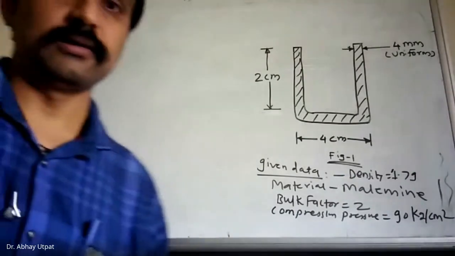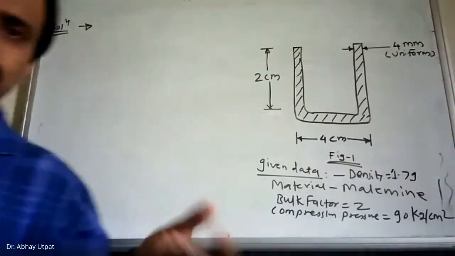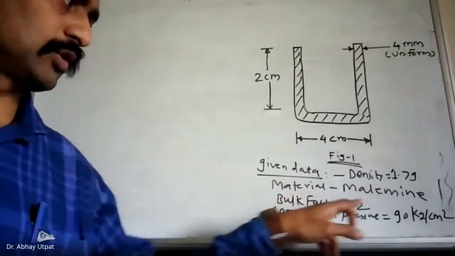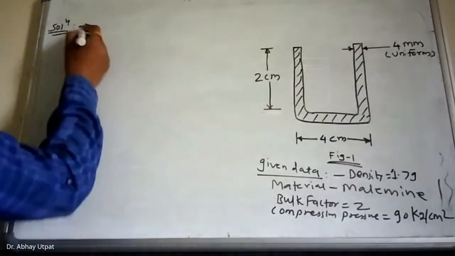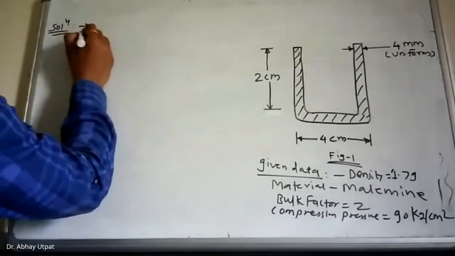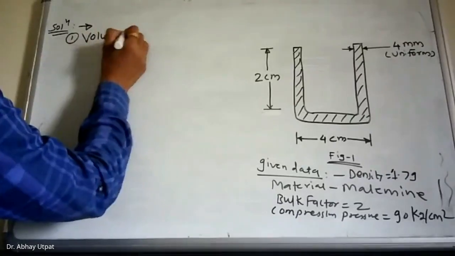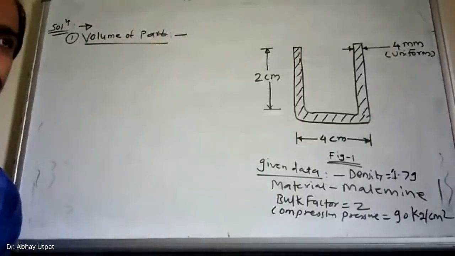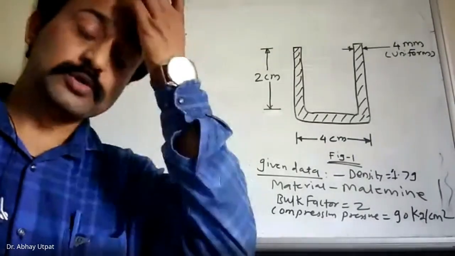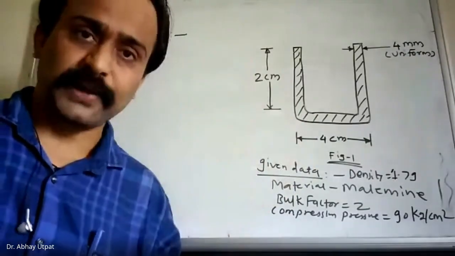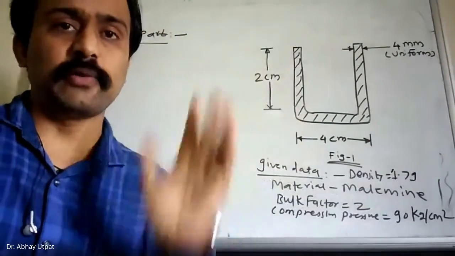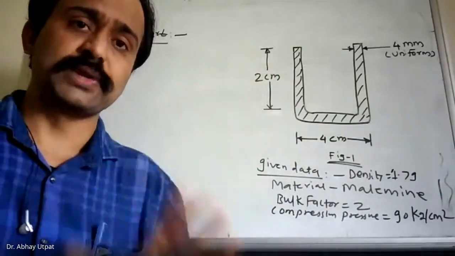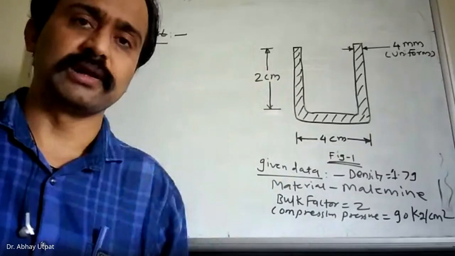You have to give me the calculations. Maybe you can do it manually or by using a calculator. Now bulk factor is equal to 2. So first start with volume of part. Point number 1, volume of part. Because volume of loose powder is calculated from the formula: bulk factor is equal to volume of loose powder divided by volume of part. Bulk factor is known, volume of part is known, and volume of loose powder is to be calculated. Whether volume of part is given to you?